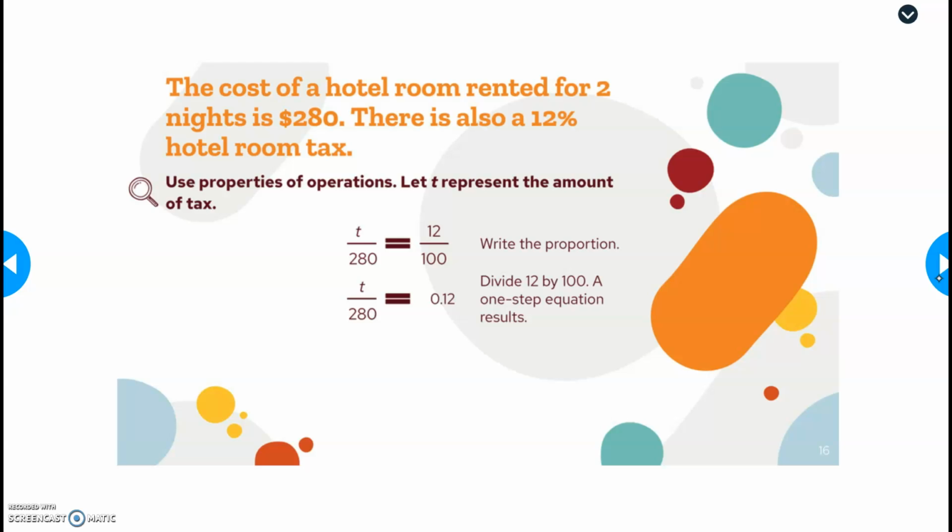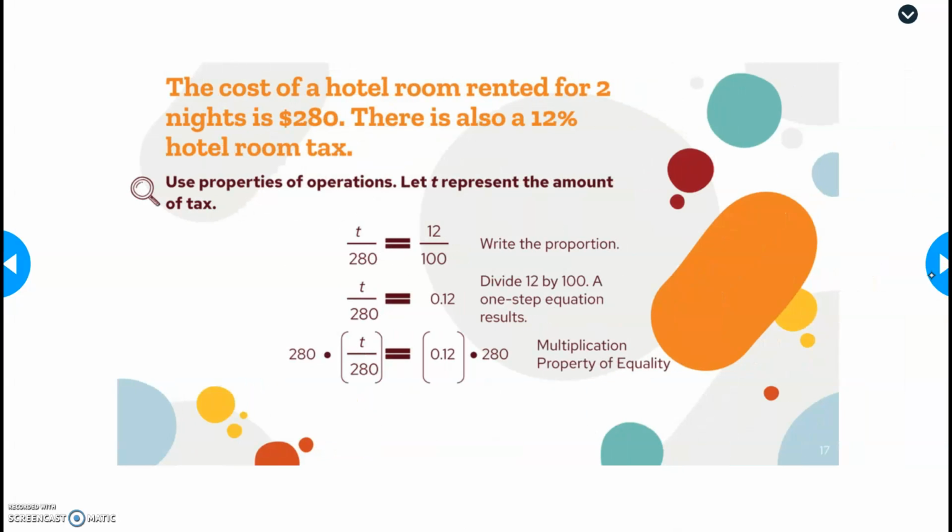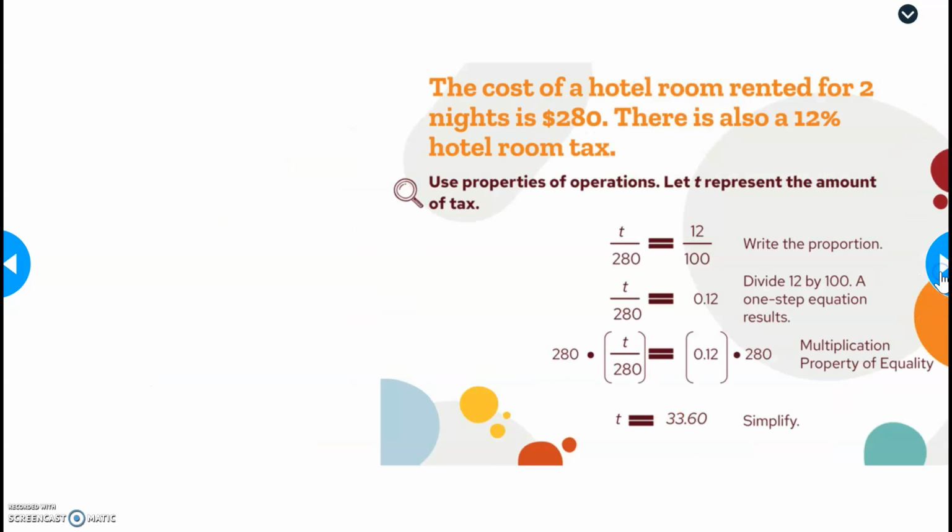So I now have a one-step equation. What do I do to get T by itself? Well, right now, T is divided by 280. So I'm going to multiply the opposite. And whatever I do to one side, I have to do to the other. This is the multiplication property of equality. That's just what tells me what I have to do and how math works. Those 280s will cancel out, so I'll now have T equals whatever 0.12 times 280 is.